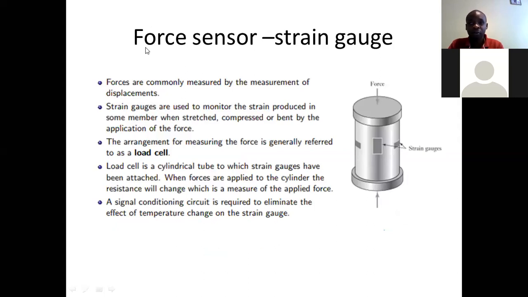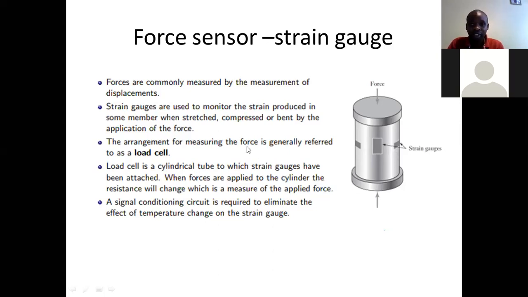Then we have what we call a force sensor or a strain gauge. This one is able to change force into some kind of electrical form like resistance. So force is applied here, and then it has some strain gauges, which are going to change. A strain gauge is a kind of spring-like material, which, as the force is applied, is going to be under some kind of compression, and that compression or relaxation is going to be converted into an electrical signal.